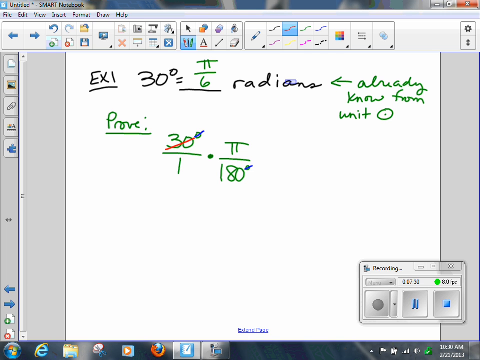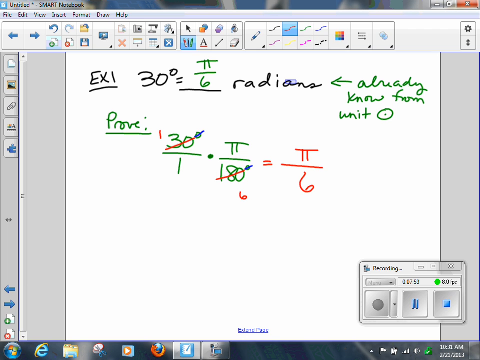30 goes into 30 one time. 30 goes into 180 six times. And then you just multiply across, and sure enough, we're able to prove 1 times pi is pi, 1 times 6 is 6. And sure enough, we're able to prove that 30 degrees is equivalent to pi over 6 radians. Okay? Simple enough, right?